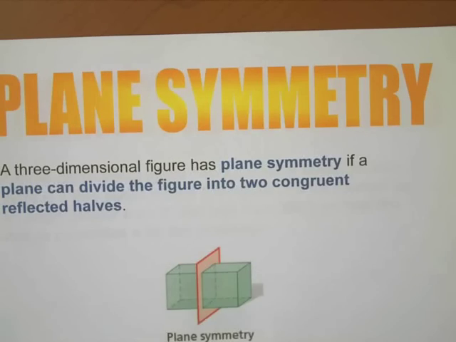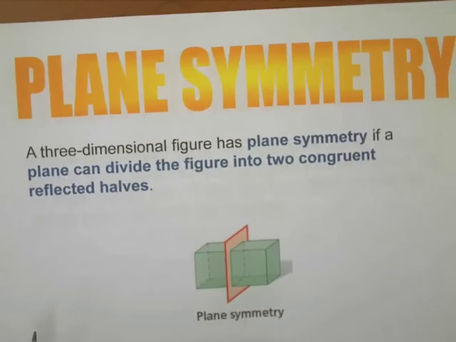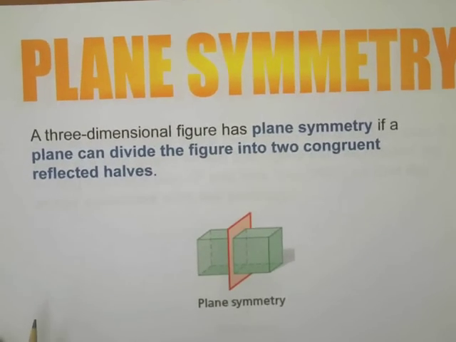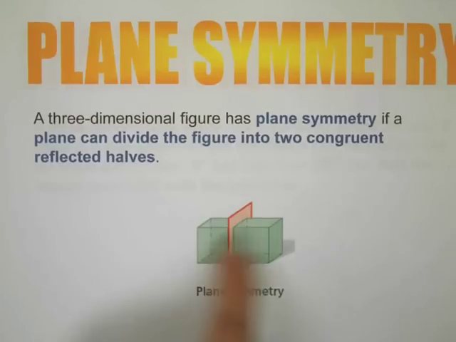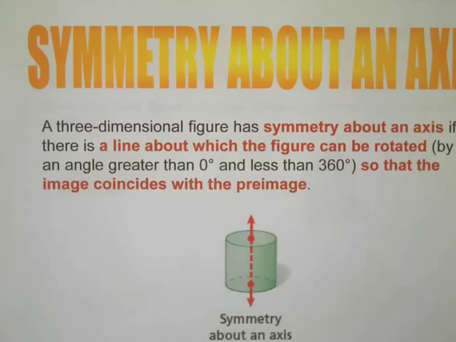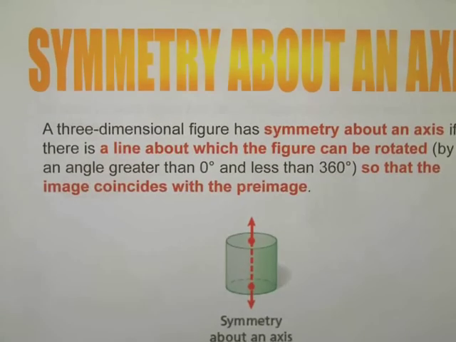All right, that's rotational symmetry. One more type, we have plane symmetry. Plane symmetry is like line symmetry, except we're talking three dimensions. Same thing, okay? If there is a plane that I can take and cut this figure in half, slice it right down the middle, and those two halves lie on top of each other, two completely reflected halves, then we have plane symmetry, okay?